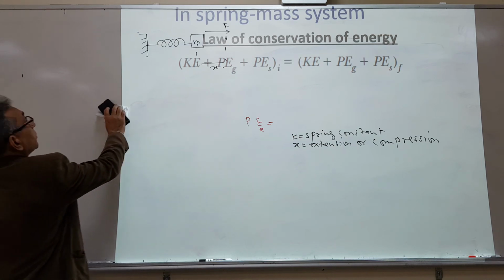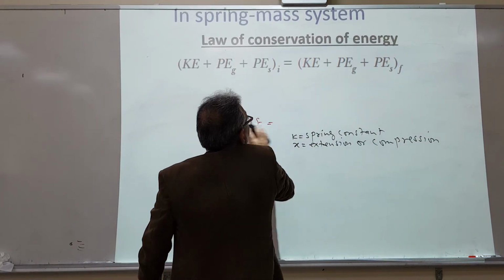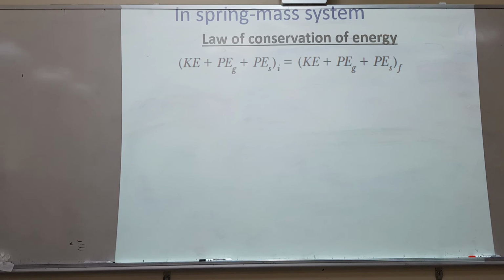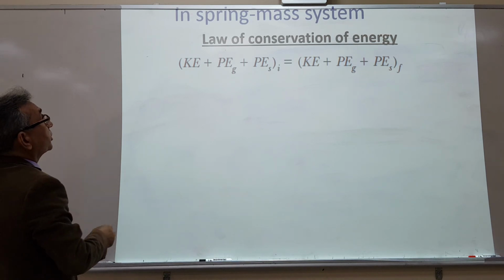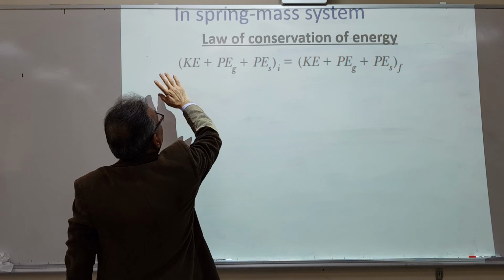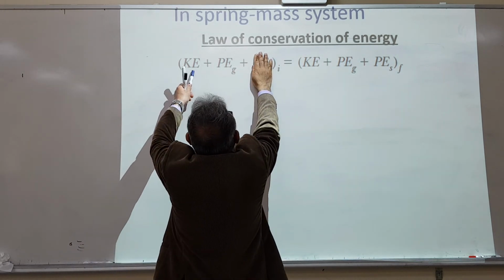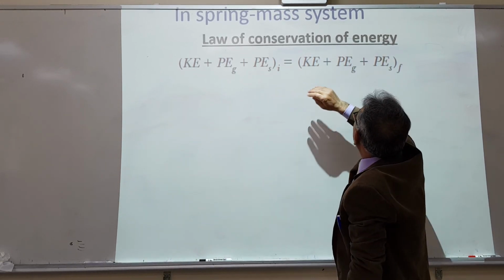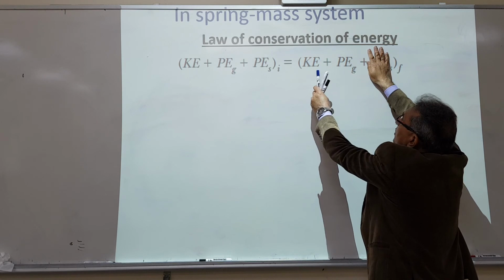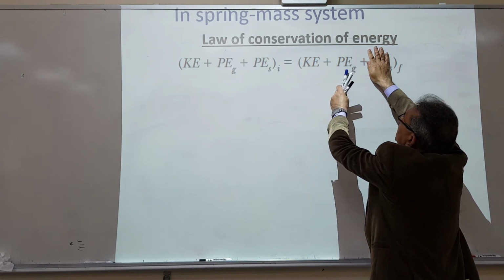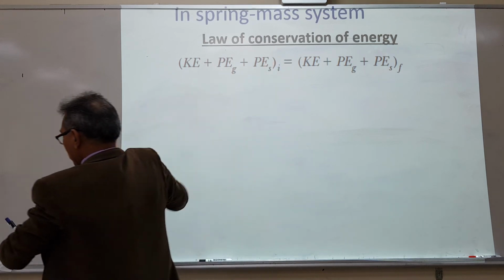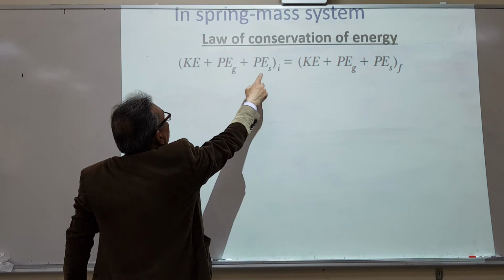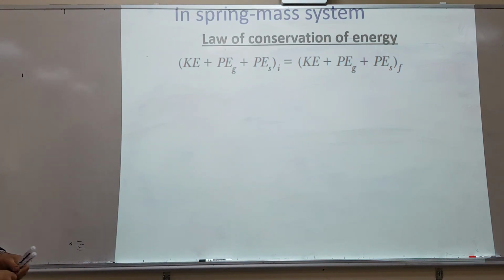You remember you did, in chapter number 5, the law of conservation of energy. In that chapter you discussed kinetic energy, half mv square, plus mgy, potential energy, initial. Similarly, kinetic energy half mv square final plus mgy final. So initial total energy is equal to final total energy. Now we are adding the spring or the elastic potential energy to it.